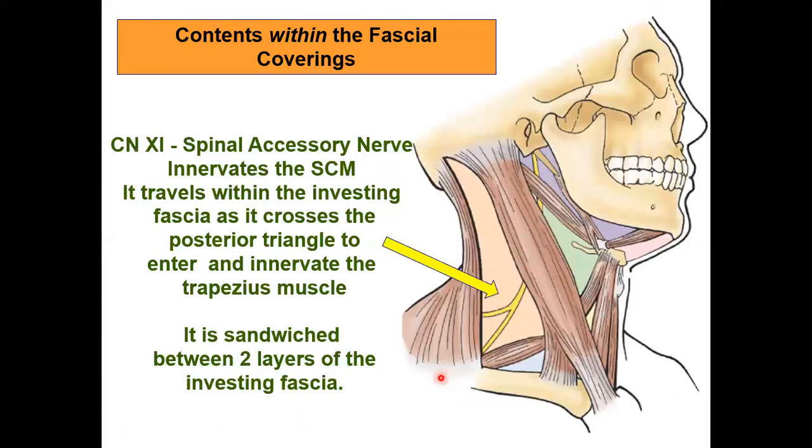Okay. Contents within the fascial coverings. So cranial nerve 11, mentioned a couple of times, innervates your sternocleidomastoid muscle and your trapezius muscle. It travels within the investing fascia as it crosses the posterior triangle to enter and innervate the trapezius muscle. It is sandwiched between two layers of investing fascia. So this is in your posterior triangle.